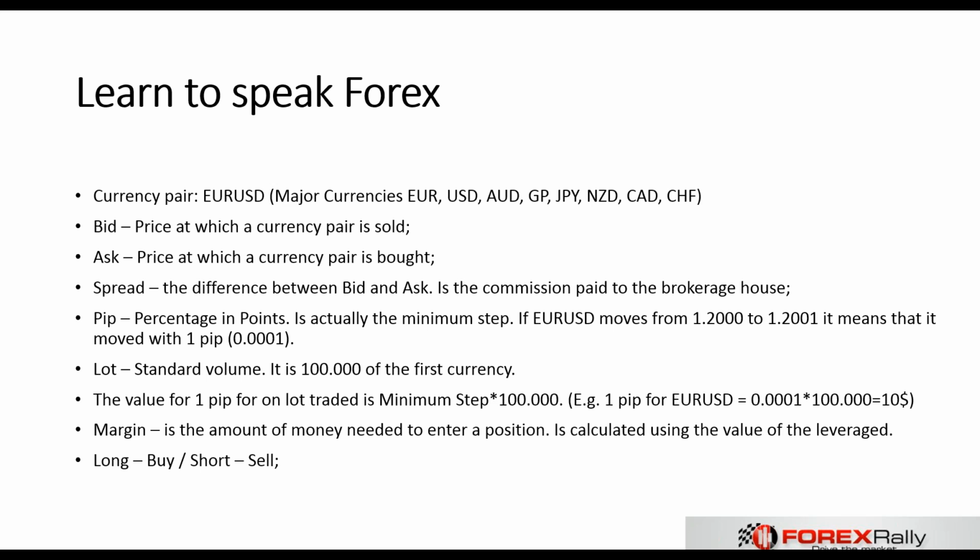Now, the next term I'd like to talk about is bid. Bid is the price at which a currency pair is sold. So let's say we want to sell euro dollar. We'll sell it at the bid price. After that, we have the ask price. Ask is the price at which a currency pair is bought. Usually, actually all the time in the Forex market, you'll have the ask higher than the bid, and you'll see right away why. So as I said, if you want to sell euro dollar, you'll sell it at bid, but you will buy it at ask.